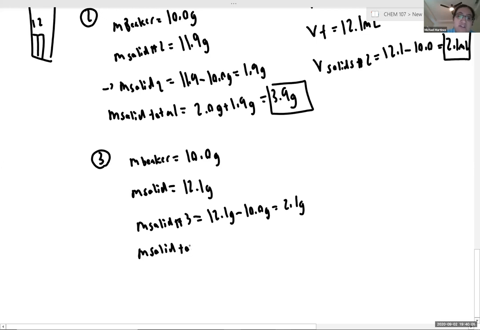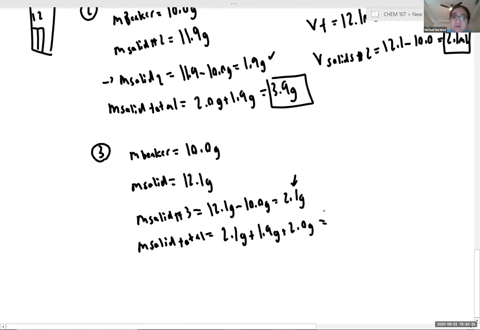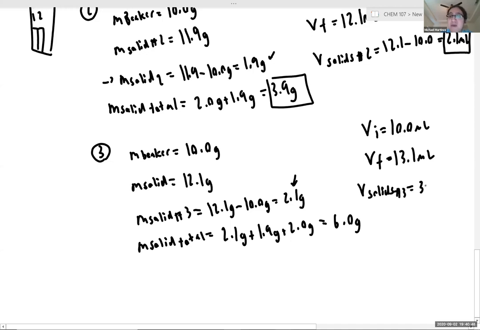Finally, the mass of our solid total is the sum of trial 1, 2, and 3. So I take 2.1 grams from this trial plus 1.9 grams from my previous trial plus 2.0 grams all the way from my first trial. This in turn gives me a total mass of 6.0 grams. Our volume initial stays the same, and this time if our volume final was 13.1 milliliters, we'd say that our volume for our solids for trial 3 would be 3.1 milliliters. Does this make sense?